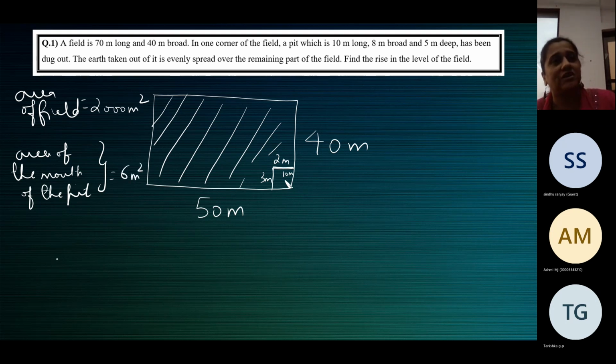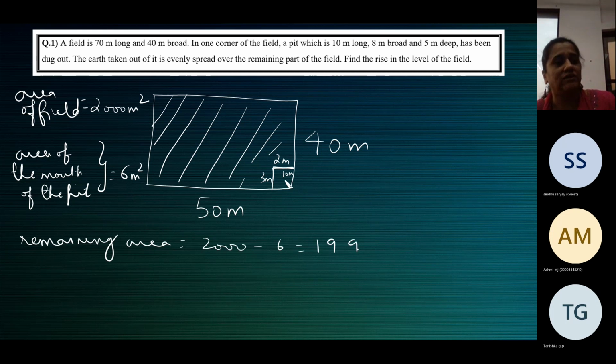Now, what is the area of the remaining part of the field? I'll just write remaining area. 2000 minus 6, which is 1994 meters square. Now, on this area only, you are dumping the earth. Earth is dumped on this portion of the field.